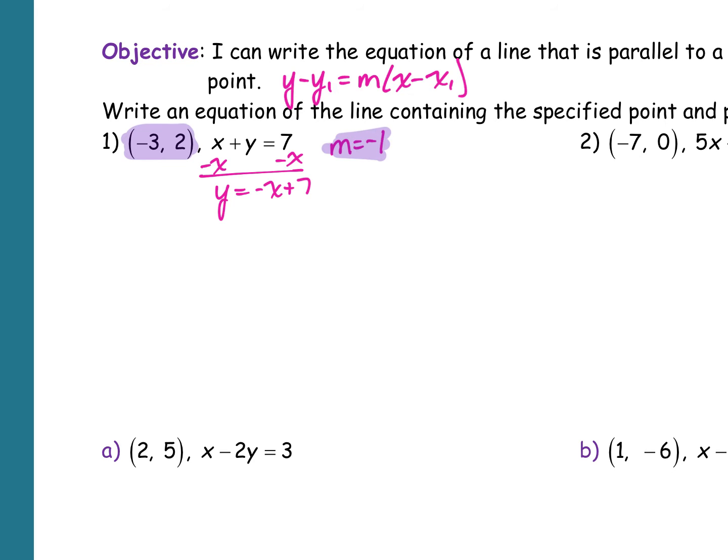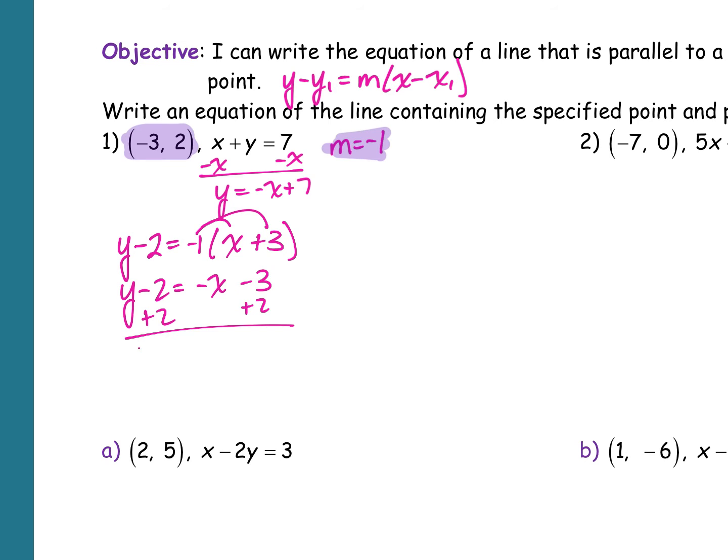Now we're going to do what we did in the warm-up, right? So then I get y minus 2 equals negative 1 times x plus 3. Distribute: negative x minus 3. Add 2. y equals negative x minus 1. How is that? Perfect. Not too bad?